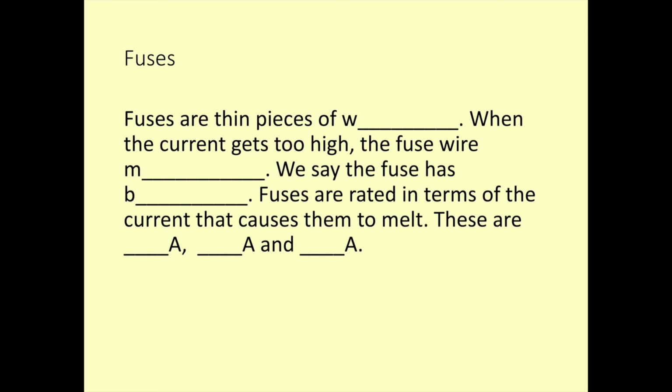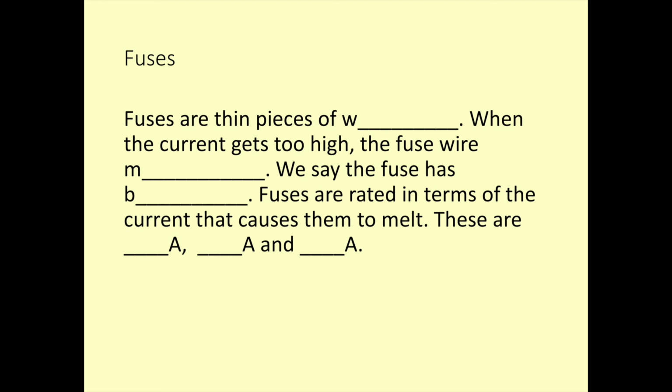So fuses, they are thin pieces of wire, and when we apply a current that is too high for it, then this causes the wire to melt. So this effectively breaks the circuit, so we can say that the fuse has blown, and we rate them in terms of the current that causes them to melt.